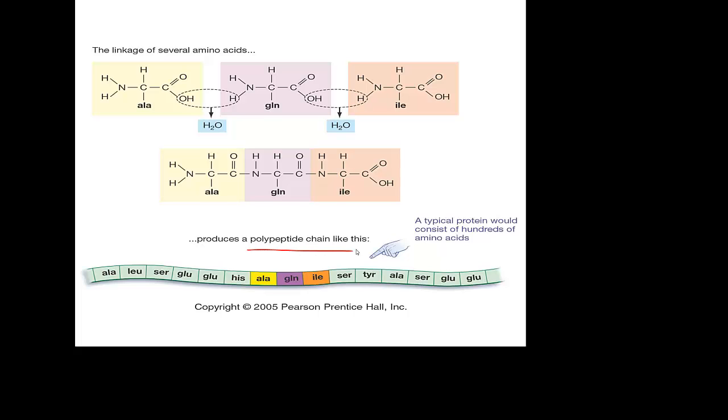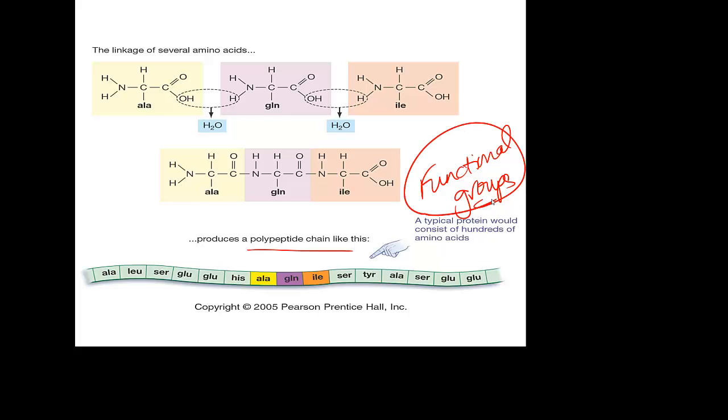polypeptide chain. Now, as a chain like this, it has no function. A long line of amino acids isn't going to do anything for us. What we have to think about are those functional groups again. Why did I tell you functional groups were so important?